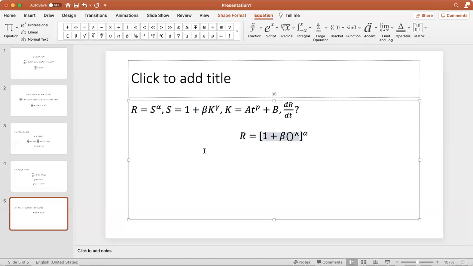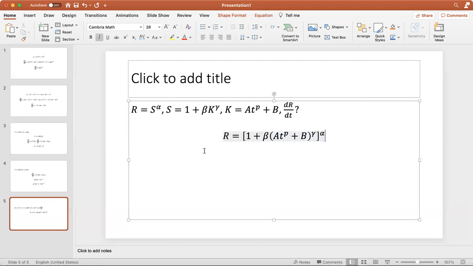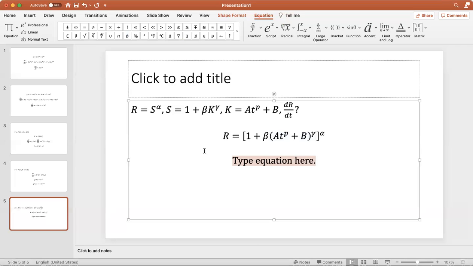Raised to gamma. Okay, that's better. So that's a t raised to p plus b, gamma raised to alpha. So it's a sort of a deep chain rule that we need to do in order to extract dr over dt. So dr over dt requires some series of chain rule applications. So that's going to be alpha, but it should be easy, right?